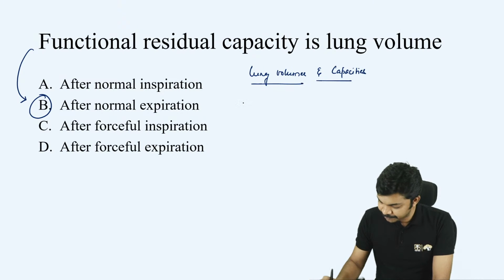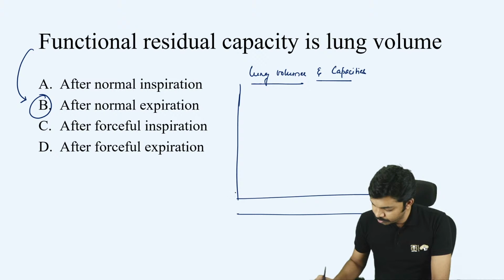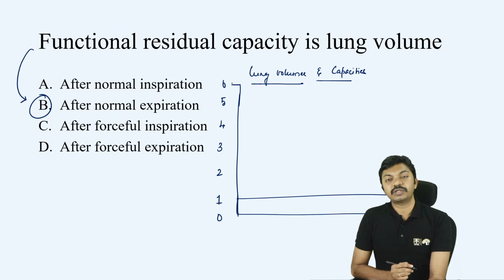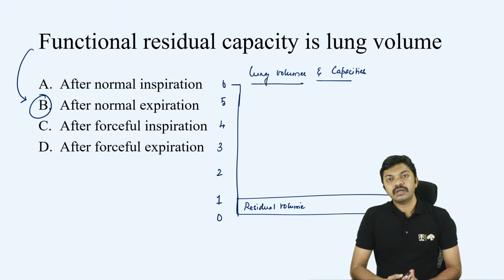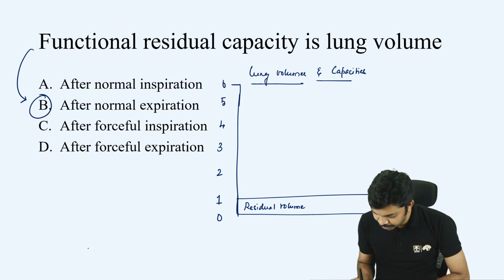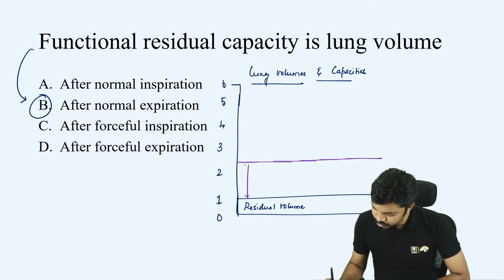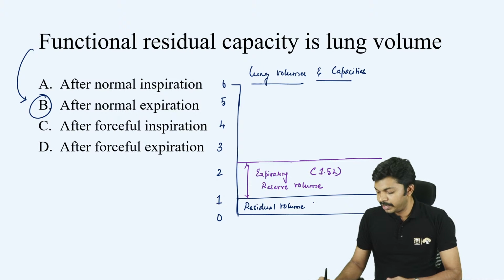Lung volumes and capacities. So in this graph, let's take up a residual volume of 1 liter which cannot be blown out. So 0, 1, 2, 3, 4, 5 and 6 liters. Now 6 liters is the total lung capacity. The last 1 liter is residual volume which cannot be blown out. We have another 1.5 liters which is going to be the expiratory reserve volume. Expiratory reserve volume is going to be 1.5 liters and residual volume is going to be 1 liter.